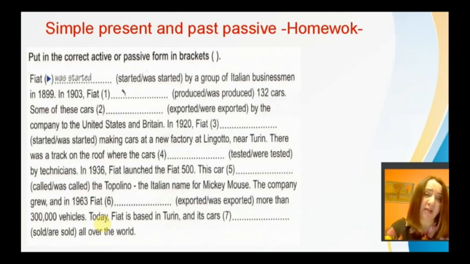And I must tell you something. Fiat is produced in Kragujevac. And I'm from Kragujevac, and Kragujevac is one of the most beautiful cities in Serbia.